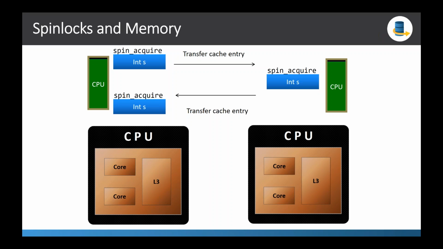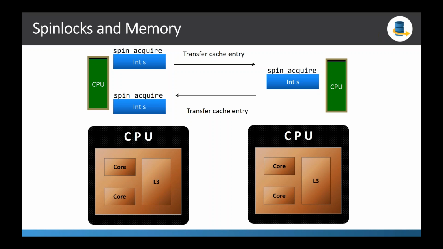So when we acquire a spinlock, the cache line or cache entry has to travel from whatever socket and core the session that has that spinlock is on, and it then needs to make the trip to the core and socket of the session that wants to acquire it. When that session releases it, it has to make the trip back.